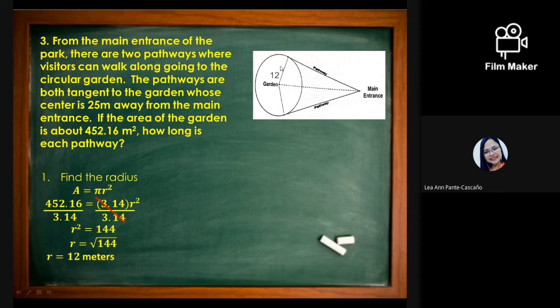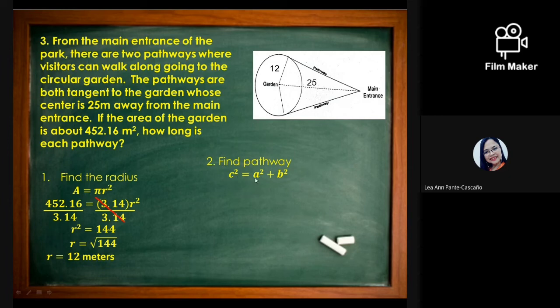So therefore, ito po ay 12 at ito ay 25. Kung mapapansin, itong figure na to ay triangle. Okay? Kung siya ay triangle, ano yung formula na pwede nating gamitin para makuha naman natin yung measure or length of our pathway? So, yun po ay Pythagorean theorem. Okay? So, kung gagamit tayo ng Pythagorean theorem, ito yung ating formula.